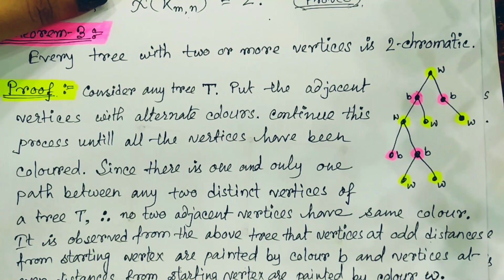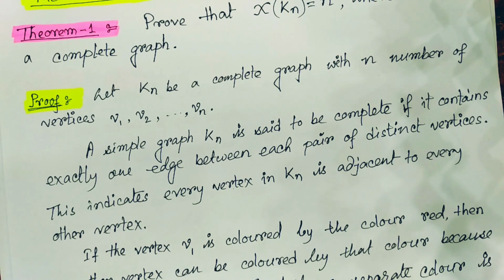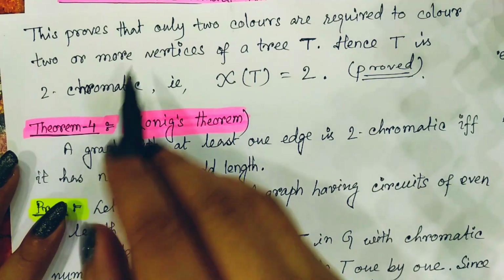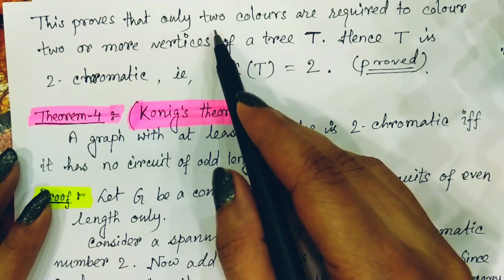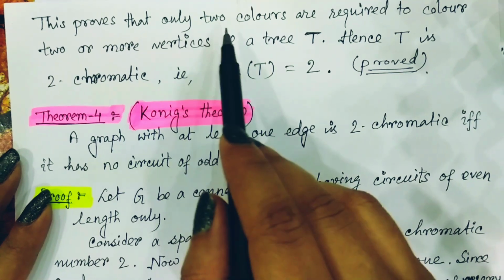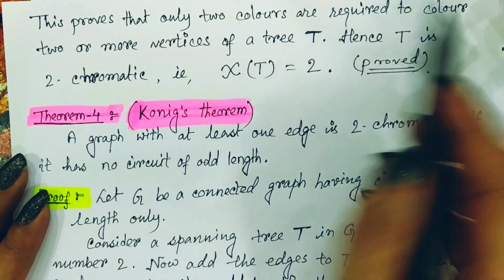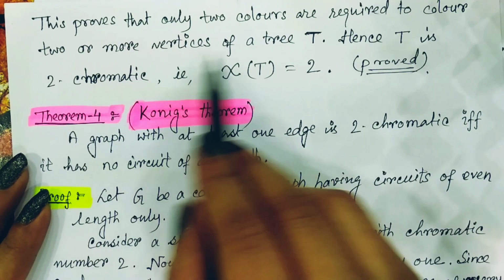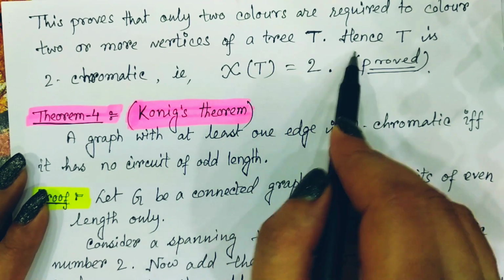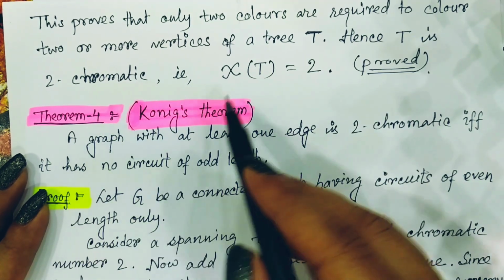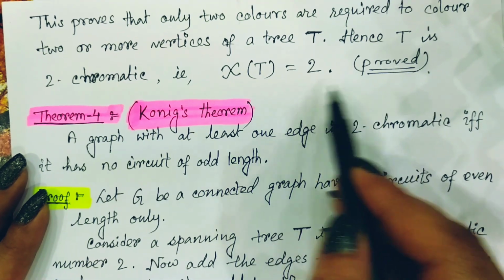So this proves the theorem, so that we can say from here that this proves that only two colors are required to color two or more vertices of a tree T. Hence, T is 2 chromatic. That is, the chromatic number of T is always 2.